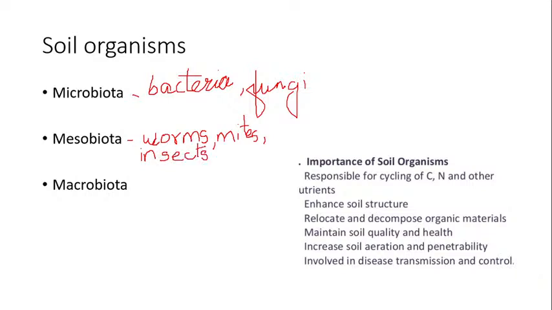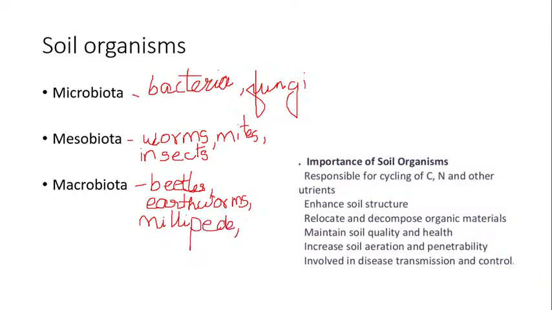The next is macrobiota. Macrobiota are comparatively larger organisms, the largest sized organisms found in soil. Macrobiota include the larger insects such as beetles. You can see some beetles digging under the soil, then earthworms, then millipedes, centipedes. Other organisms are tailless amphibians, snakes, and mammals such as rodents.